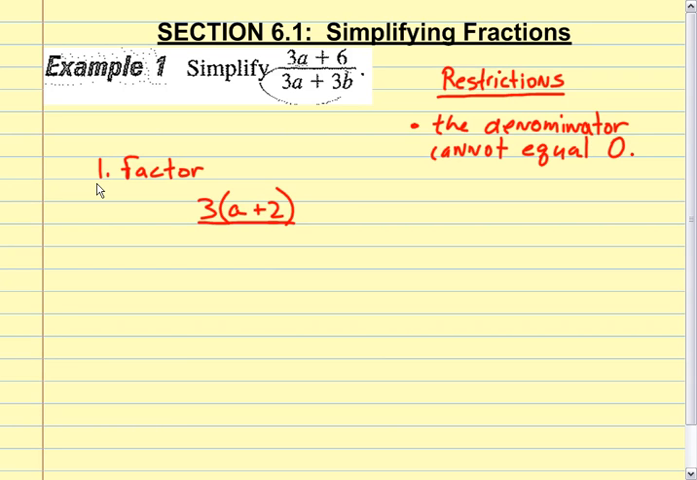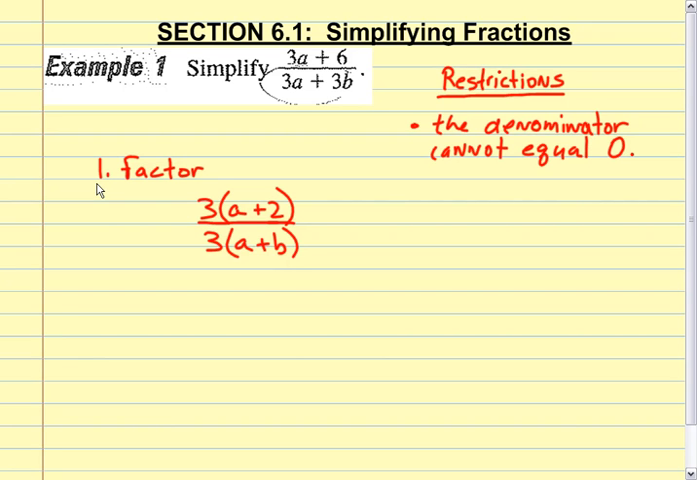All right. What about the bottom, Taylor? Is there anything that goes into both of those? 3. Okay. And what am I left with inside? A plus B. Okay. Now, I have factored. What can I cancel? Is there something I can cancel, Sophia? No, can't cancel the A's. I can cancel the 3's.